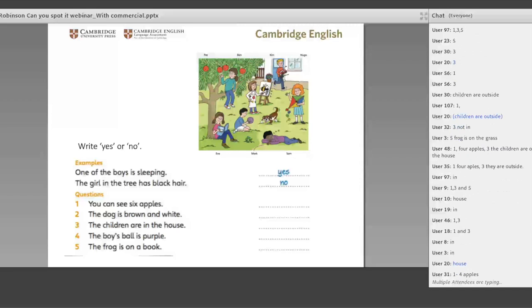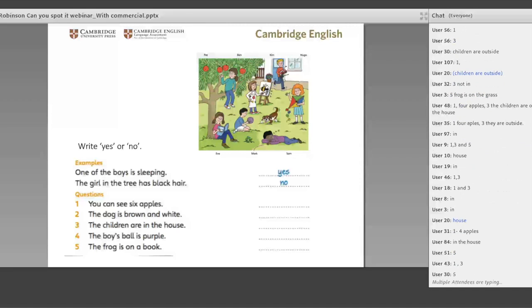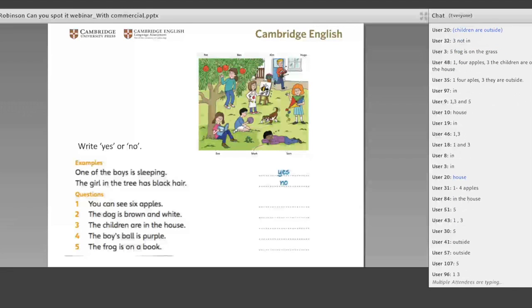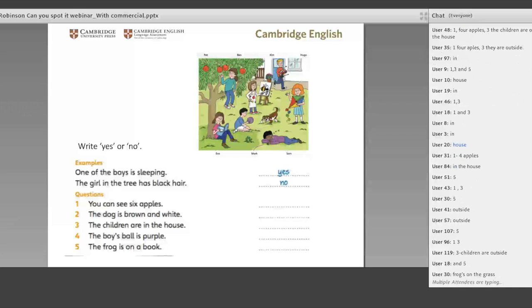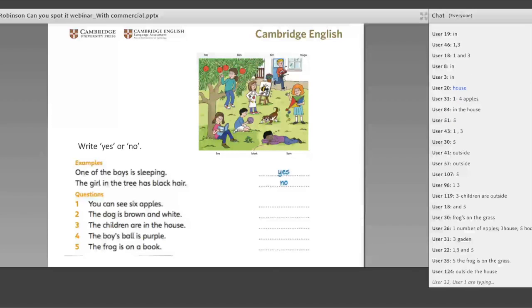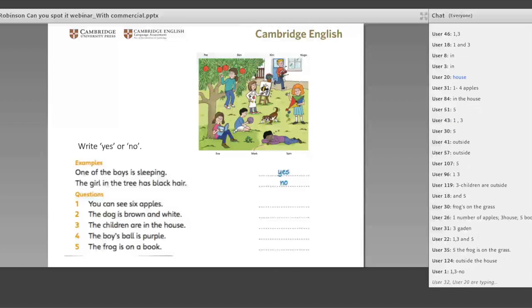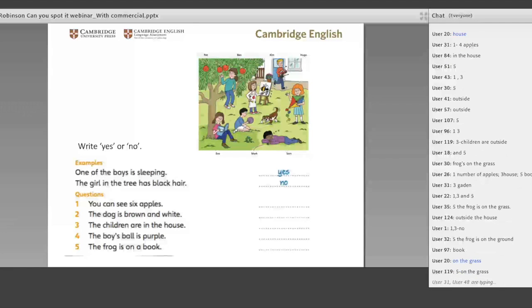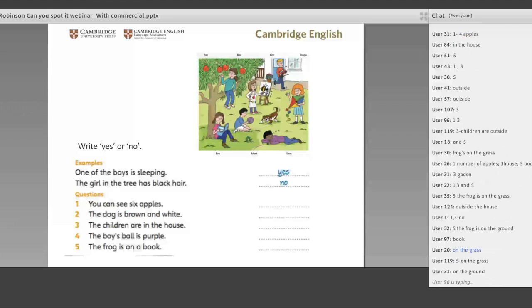Yeah, sentence 3, we could either change the word in to outside, so the children are outside the house, or we could change the word house and we could say the children are in the garden. And number 5, yes, so some of you are typing here, the frog isn't on a book. The frog is on the grass, on the ground, in front of the girl, between the girl and the boy who's sleeping, but it's not on a book.